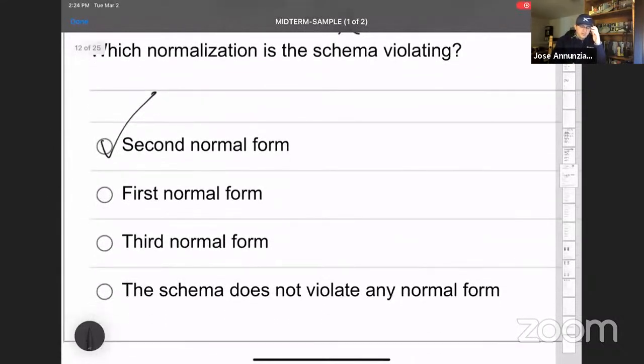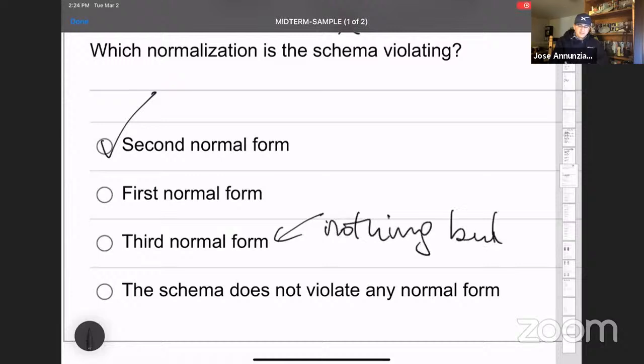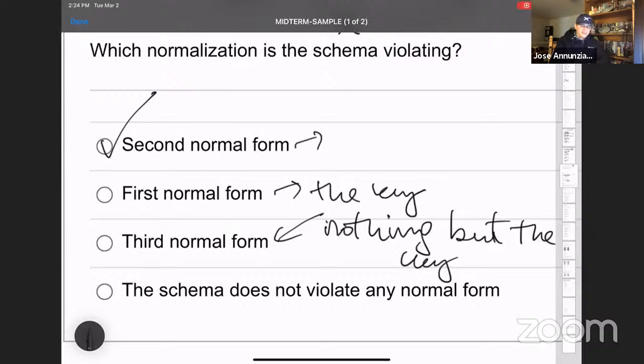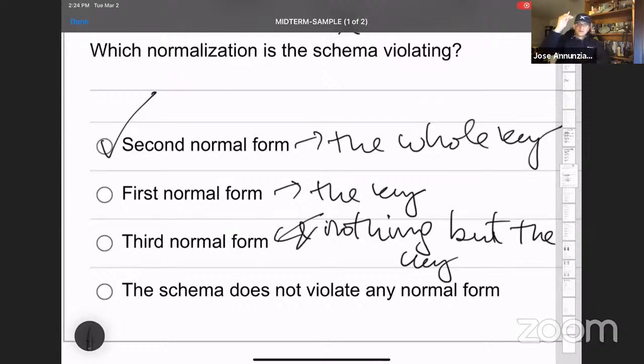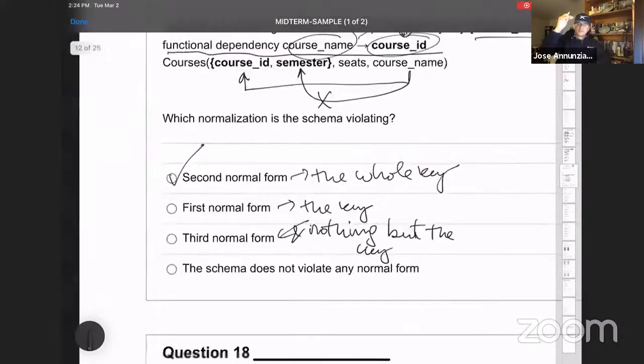Whereas third normal form says nothing but the key. Remember, first normal form says the key, second normal form, the whole key, and third normal form, nothing but the key. So first normal form, second normal form. Okay.